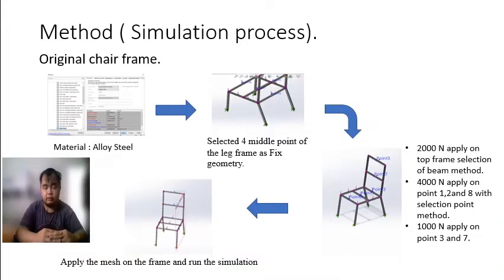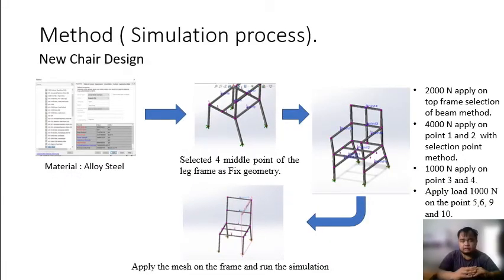Okay, this is the simulation of the original frame, and the material is alloy steel. We selected 4 middle points for the leg frame as fixed geometry. Here is the selection of the points for the process now. 2000 Newton is applied on the top frame section using the beam method. 4000 Newton is applied on points 1, 2 and 8 with the selection point method. And 1000 Newton is applied on points 3 and 7 as selection points. After we finish the selection points, we apply the mesh on the frame and run the simulation.